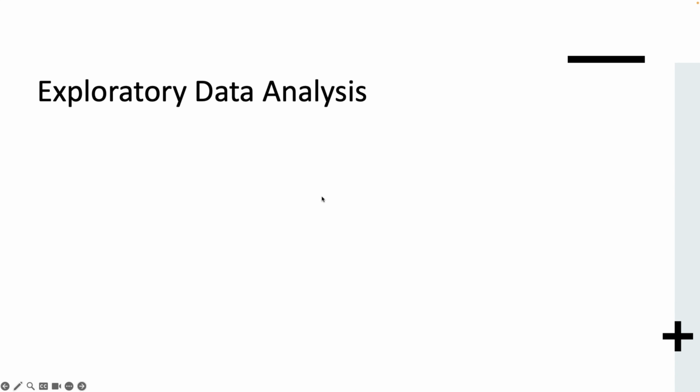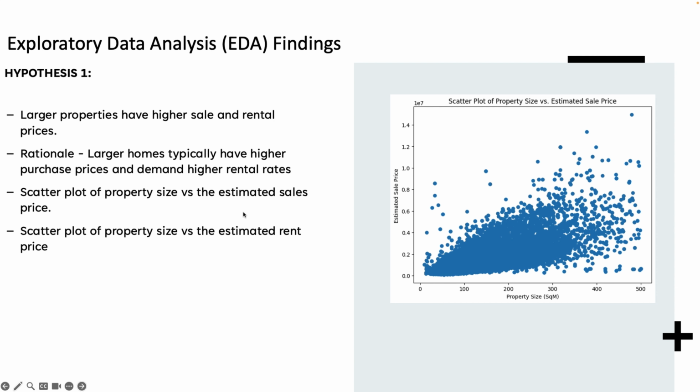So we carried out exploratory data analysis prior to implementing our machine learning model, and this just allowed us to visualize and understand the patterns in our data. The first hypothesis that we investigated was larger properties have a higher sales and rental price, and the rationale behind this is larger homes typically have a higher purchase price, which would equate to a higher rental rate.